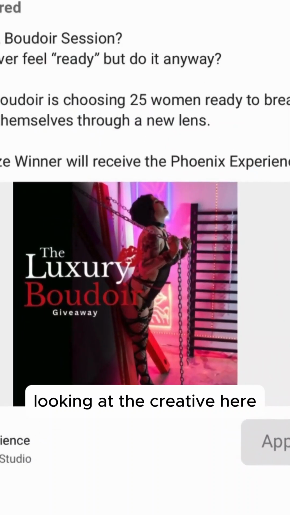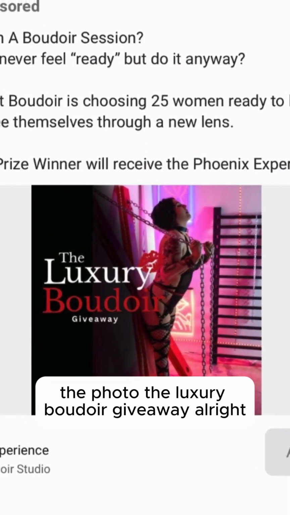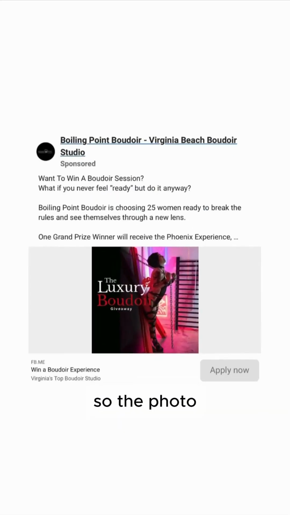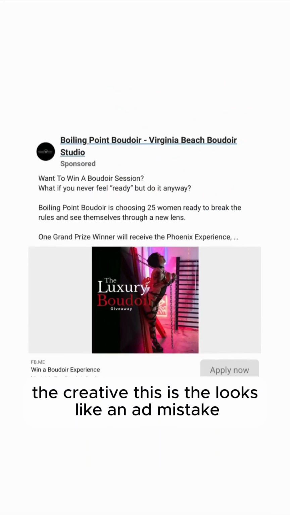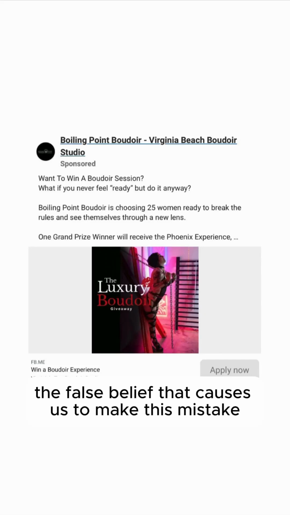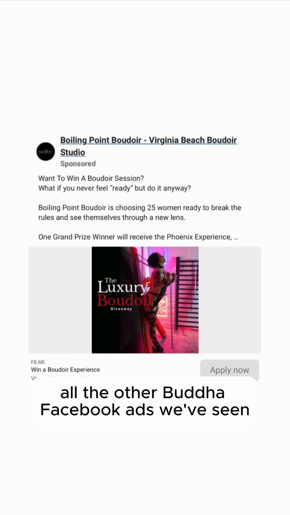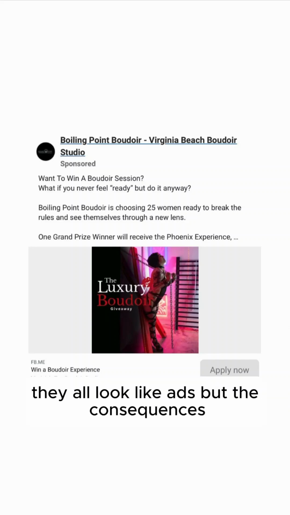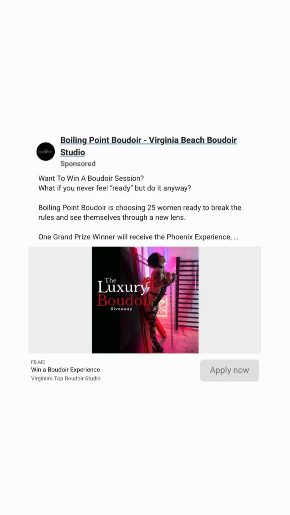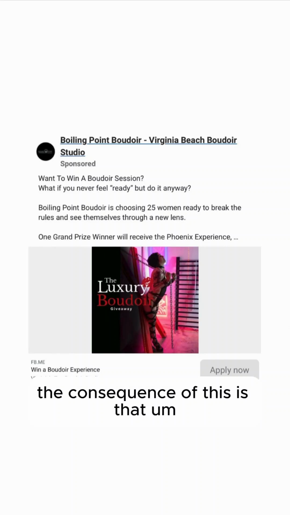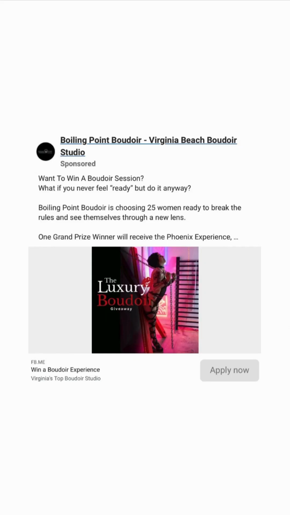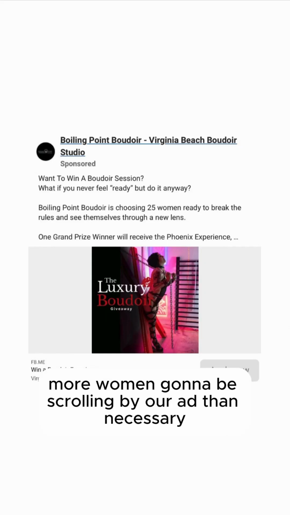Second, looking at the creative here, the photo, the luxury boudoir giveaway. All right, so the photo, the creative, this looks like an ad mistake. The false belief that caused us to make this mistake is that we believe our boudoir Facebook ad should look like an ad, because that's what all the other boudoir Facebook ads we've seen look like. But the consequence of this is that way more women are going to be scrolling by our ad than necessary.